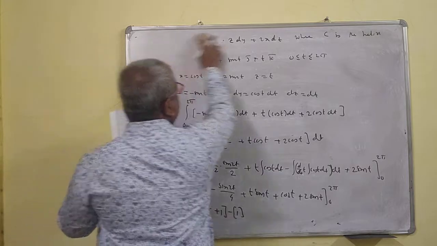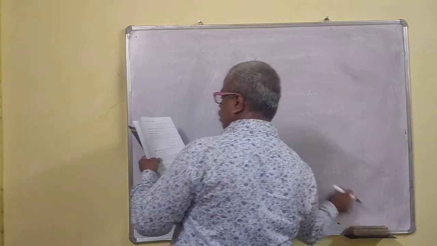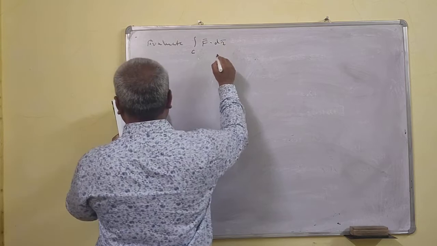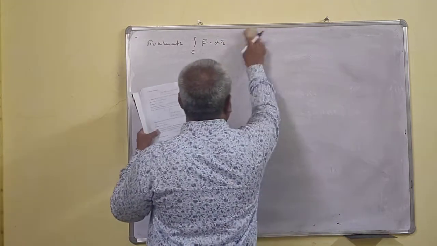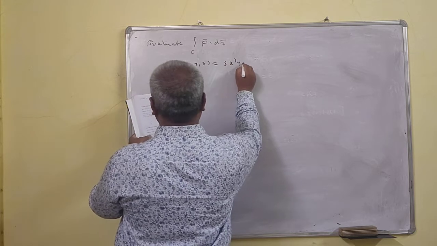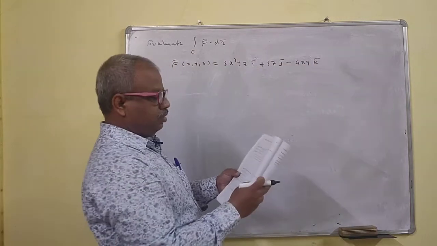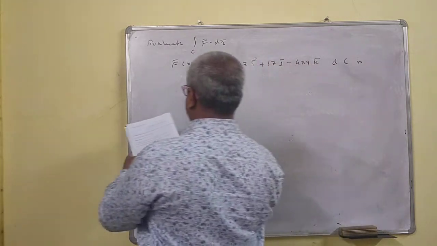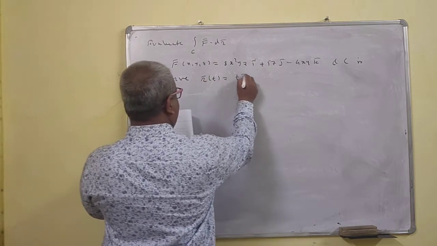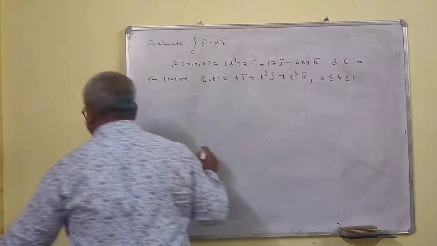Next, evaluate the integration over C of f bar dot dr bar, where f bar of x, y, z is equal to 8x square yz i bar plus 5z j bar minus 4xy k bar, and C is the curve r bar of t is equal to t i bar plus t square j bar plus t cube k bar, 0 less than t less than 1. Okay, solution.